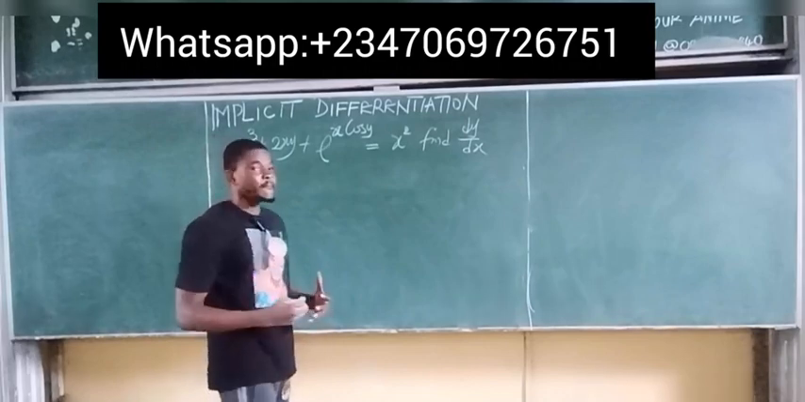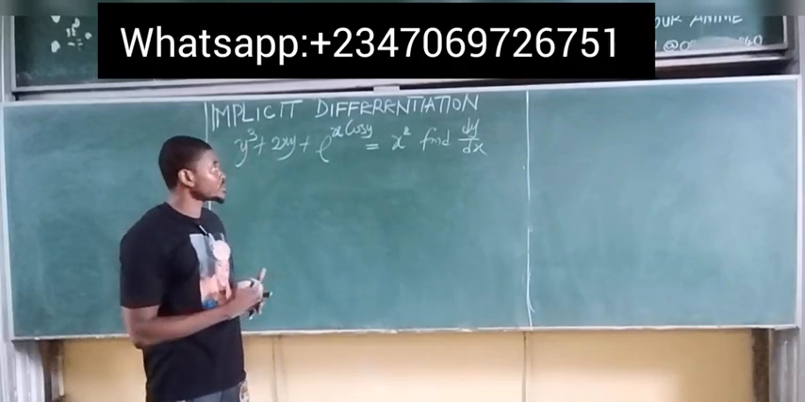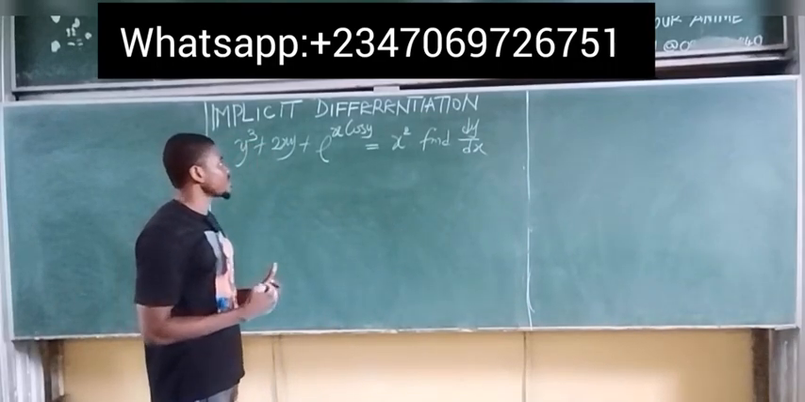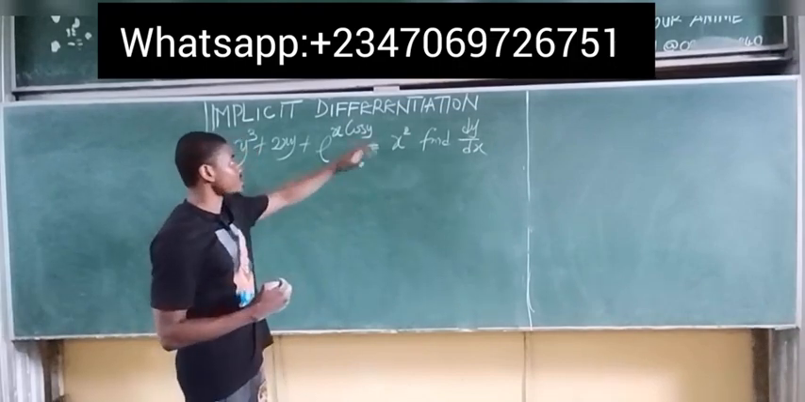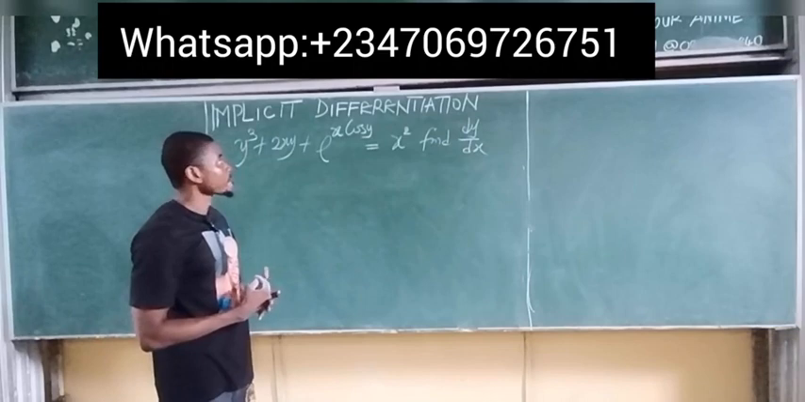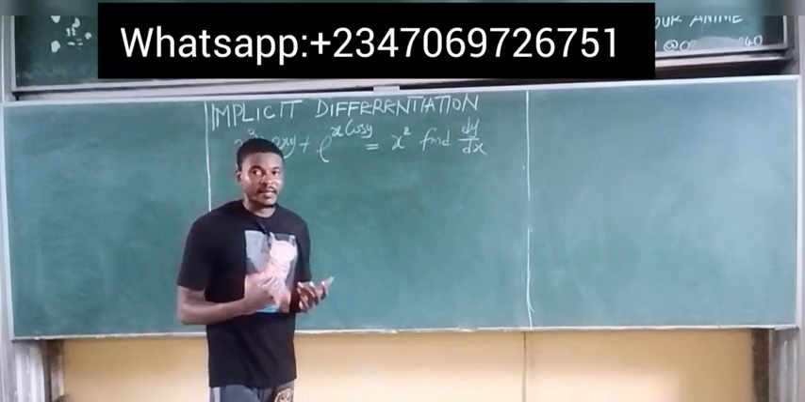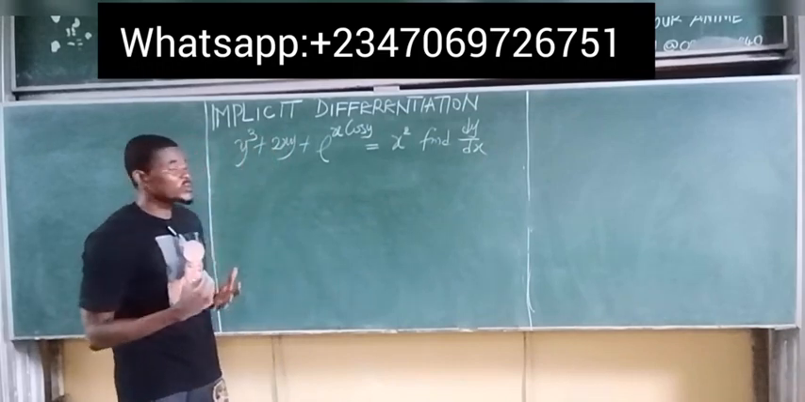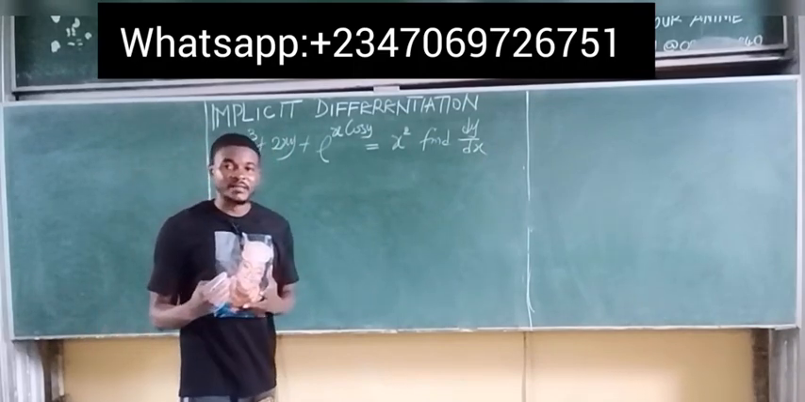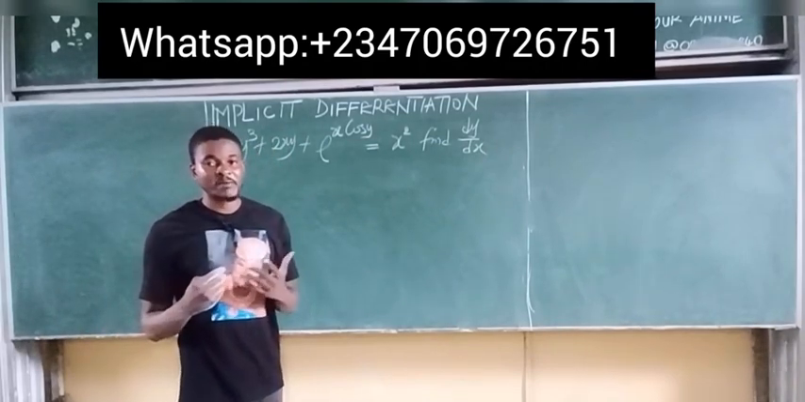All right, so let's consider this other problem on the board. Of course, we have the exponential function now attached to a trig function. We're seeing cos y over there. And of course, we are asked to find dy/dx. So it's still basically the same rule that applies. Consider y to be a function of x and differentiate both sides with respect to x.